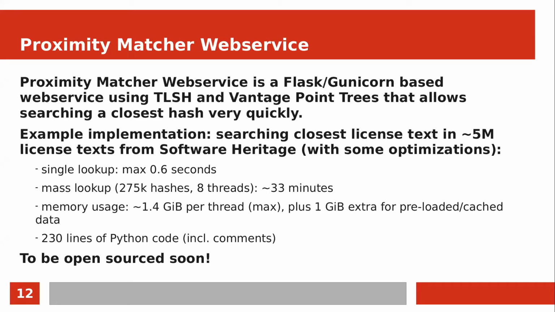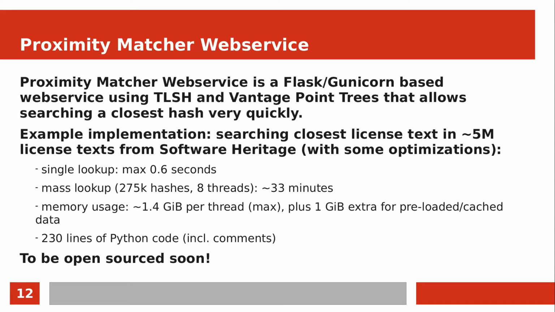I'm saying a closest hash because there could be multiple hashes that have the same result, but this web service will only return one result. So that's why I'm saying a closest hash and not the closest hash. The example implementation that I made is quick. Searching for a closest license text in 5 million license texts from Software Heritage, with some optimizations: if you give me a license text and I compute a TLSH hash and feed it into the web service, it takes a maximum of 0.6 seconds, usually a lot quicker.